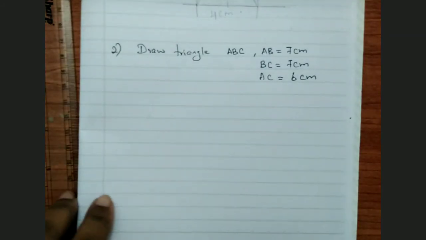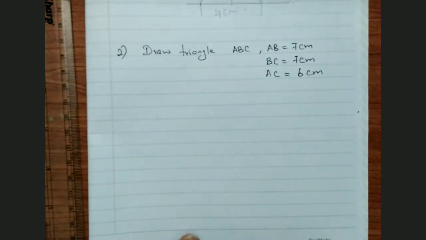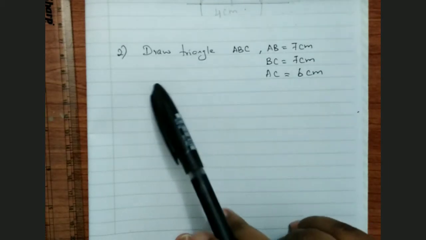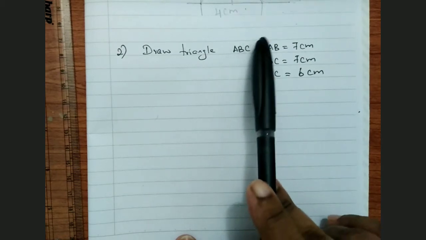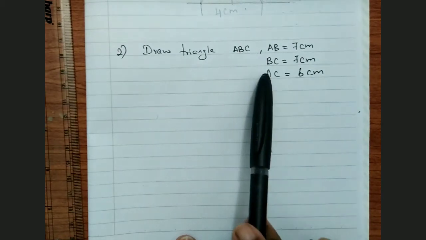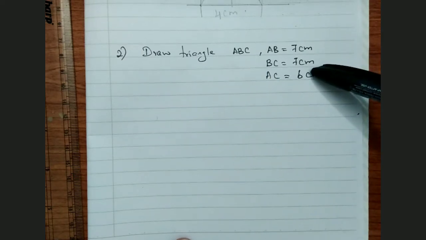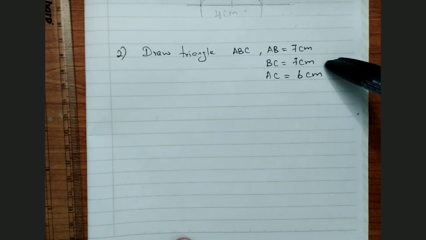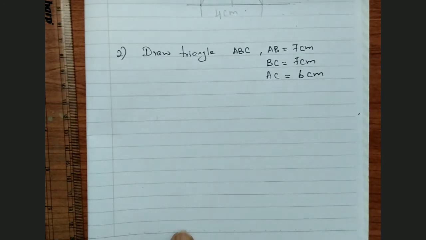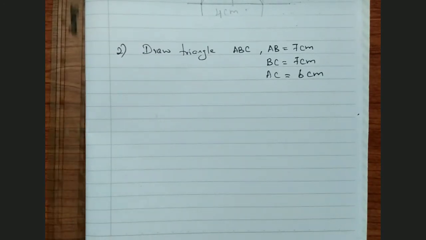Now the second one is we are going to draw an isosceles triangle. They will not always ask you to draw by saying isosceles triangle. They might give a question like this: draw a triangle ABC where the lengths of AB, BC and AC are given. As you can see, since both the line segments AB and BC are 7 centimeters, we can conclude that this is an isosceles triangle. Am I right? Let's see how we draw this isosceles triangle.